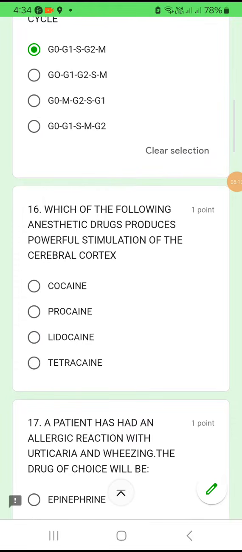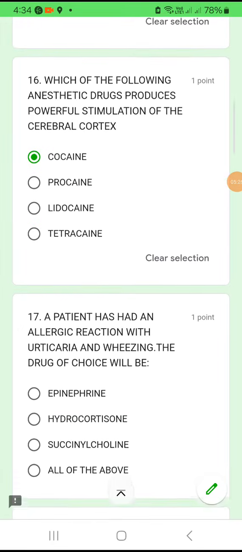Question number 16. Which of the following anesthetic drugs produces powerful stimulation of the cerebral cortex? The one which causes powerful stimulation of cerebral cortex is, among the options you have to choose cocaine, procaine, lidocaine and tetracaine. So the one with the high stimulation among the four is cocaine, option A.